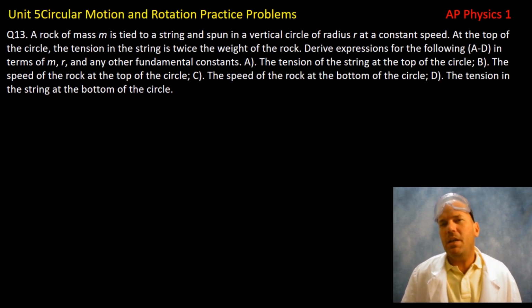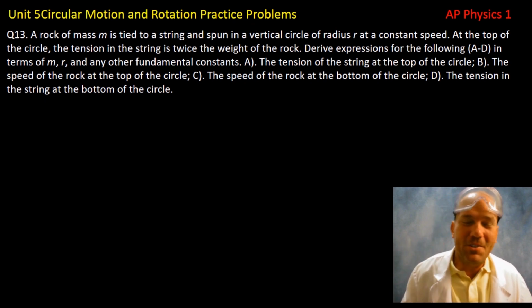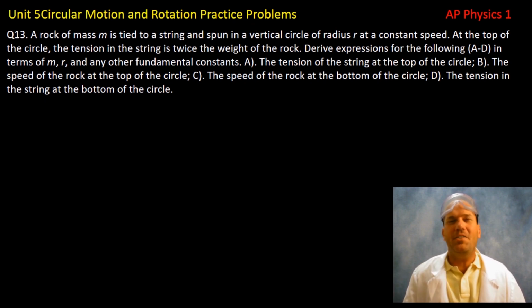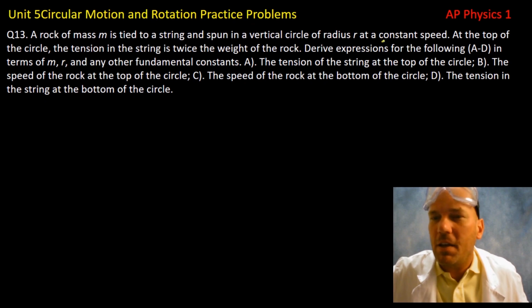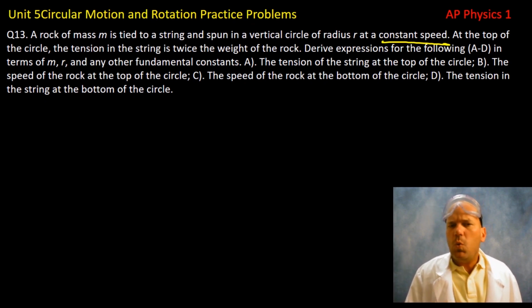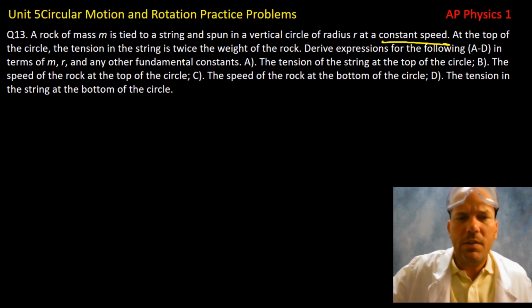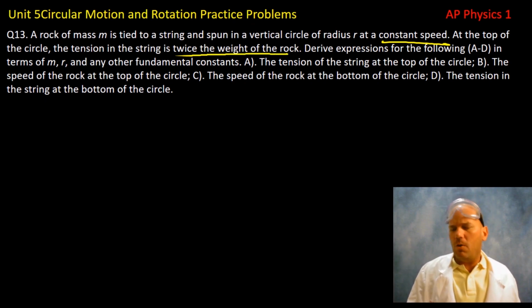Question 13, we get into a derivation. We have a rock, mass m, on a string. It is being spun in a vertical circle of radius r at a constant speed. All right, so we have a constant speed. At the top of the circle, the tension is twice the weight of the rock, okay? Twice the weight of the rock. Derive expressions for the following.